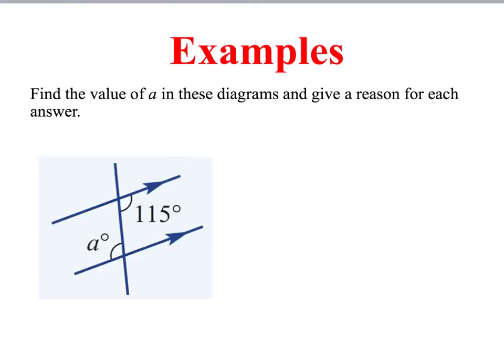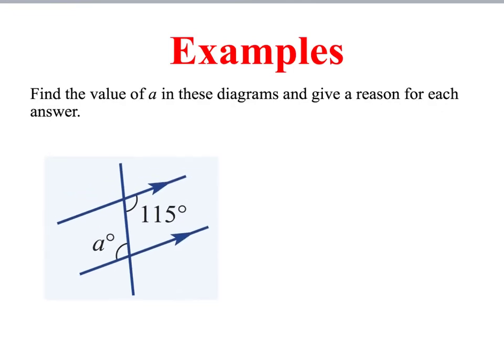Let's look at the next one. It says find the value of A again and give a reason. This one's different. They're not in corresponding positions. If it was in a corresponding position, it'd be down here. So it can't be a corresponding angle. Oh, that's right. If they're in alternate positions, like here to here, that means they're also equal. That's an alternate position that they're in.